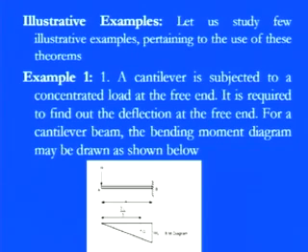So now, whatever we discussed, the area moment method, we would like to apply on certain examples. So here you see example one: we have a cantilever beam which is subjected to a concentrated load, as we discussed in the first case, at the free end. It is pretty easy. It is required to find out the deflection at the free end for a cantilever beam using the area moment method.